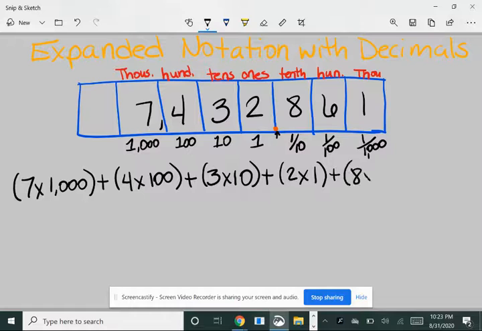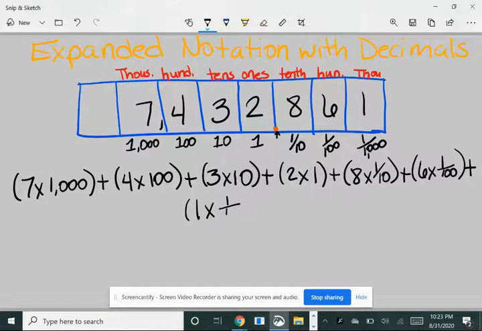Plus 8 times 1/10 plus 6 times 1/100th. And then we're going to go to the bottom for the last one. And 1 times 1/1000th. Okay, so that's how we would write the expanded notation with decimals.